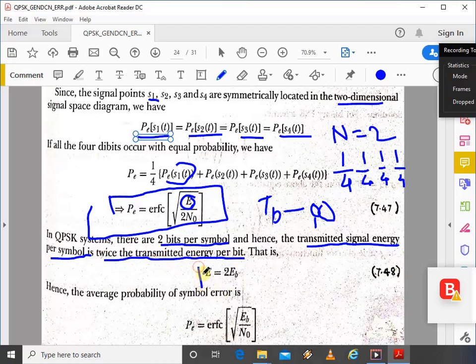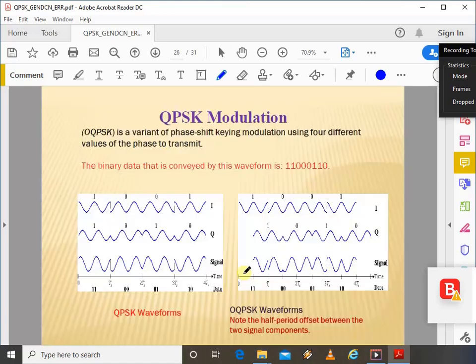Therefore E equals 2 times E_b. Replace this E by 2 times E_b. If you do this, you will see that the average probability of symbol error for QPSK is erfc of the square root of E_b by N naught.